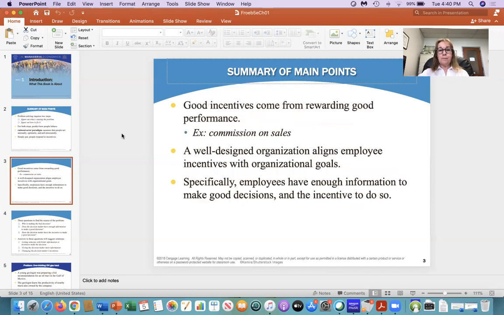Okay, moving on here. So good incentives come from rewarding good performance, i.e. commissions on sales. Okay, we talked about that. A well-designed organization is going to be able to align an employee's incentives with the organizational goals.